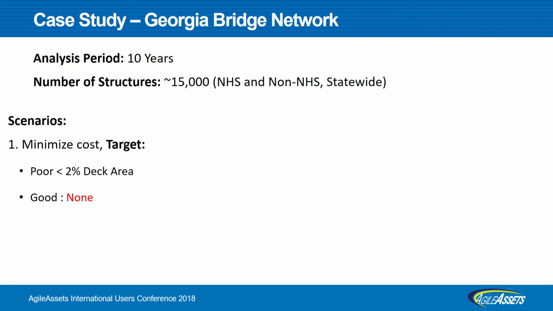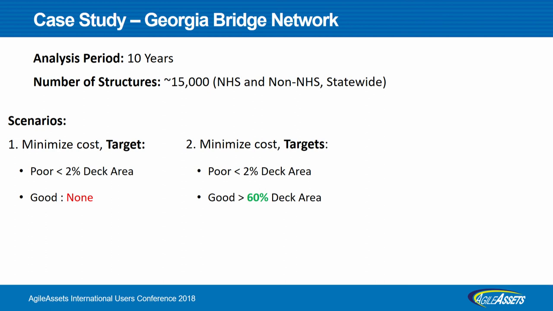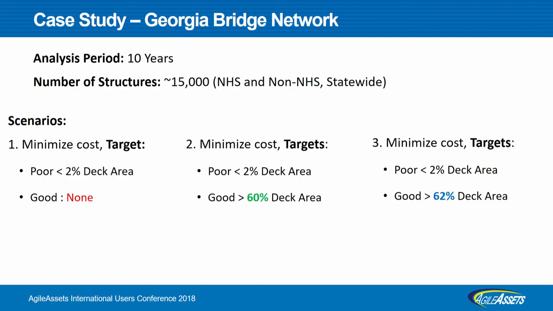So this is a case study. I used the Georgia network, 15,000 bridges, including both NHS and non-NHS bridges. I defined the first scenario as the reactive scenario, where I put only a constraint of 2% on poor and no target on good. For the next one, I added a target on good at 60%, keeping the same 2% for poor. I call this proactive. The third scenario is more proactive: 2% for poor and 62% for good. In all of these, I'm trying to minimize the cost to achieve those targets.